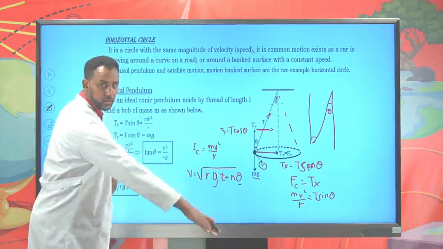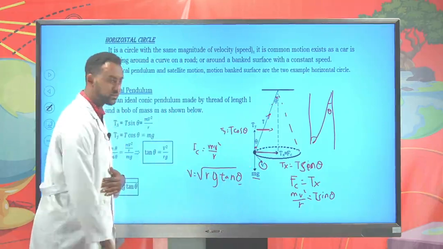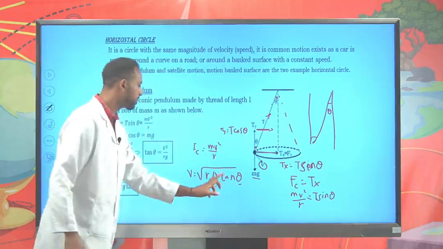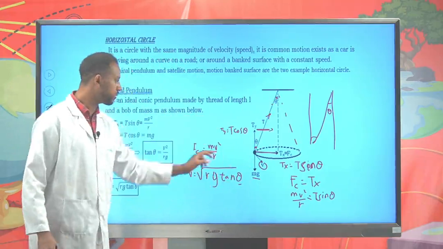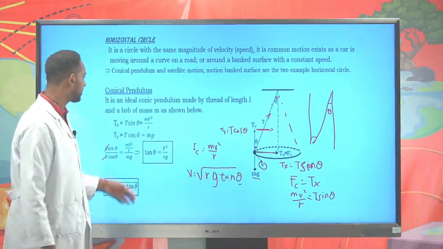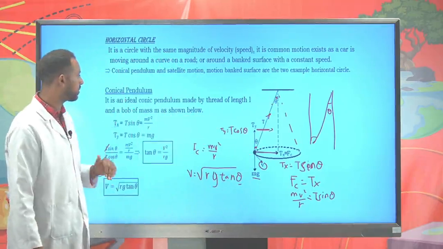As the conical pendulum is turning to form a cone like this, there should be the angle theta. In that angle theta, the root of rg tan theta gives you the minimum velocity at which it tends to rotate, and it's known as a conical pendulum.